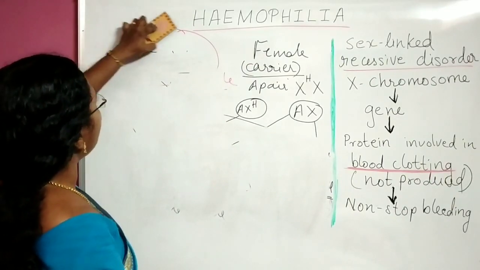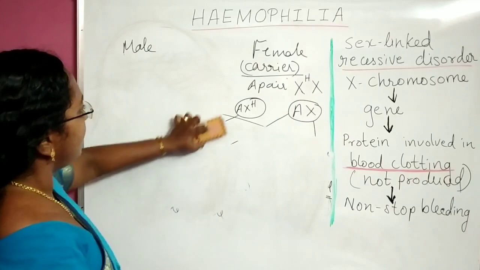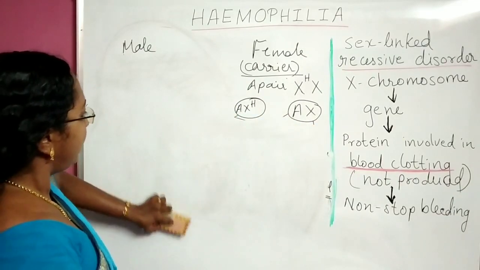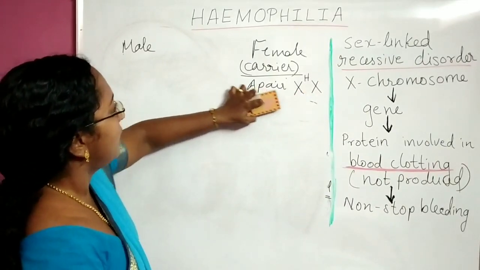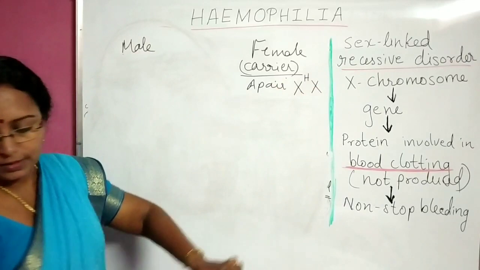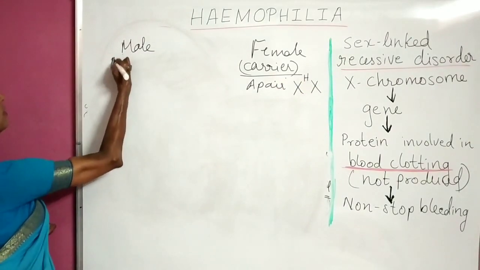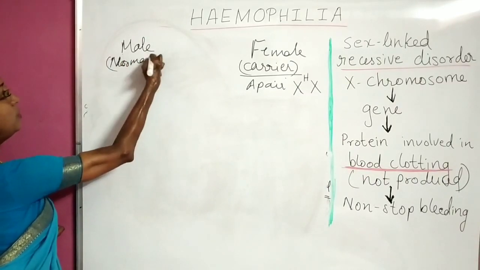So male is going to be normal here. That means there is no XH. But female is carrier. That means there will be at least one XH. Okay. So how can I write here? Male is normal. Male is going to be normal.